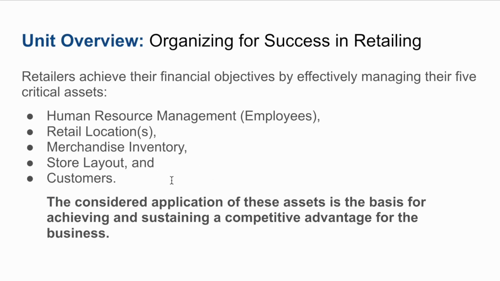Retailers achieve their financial objectives by effectively managing 5 critical areas: people, their employees, human resources; the location, which is their retail locations; inventory, which is the stuff they sell; the store layout; and finally, the customer. The considered application of these assets is the basis for achieving and sustaining a strategic competitive advantage. Organizations that get those 5 things right will do well. Organizations that don't get those 5 things right will not do so well.